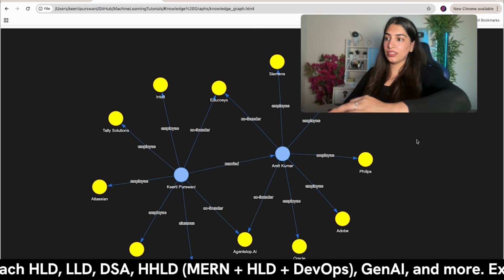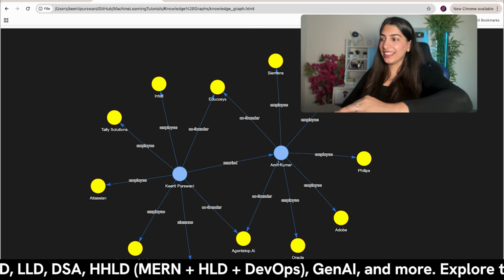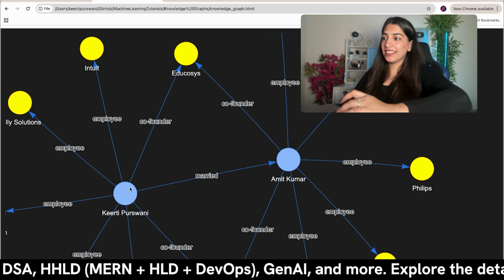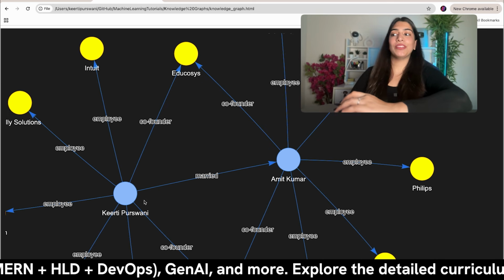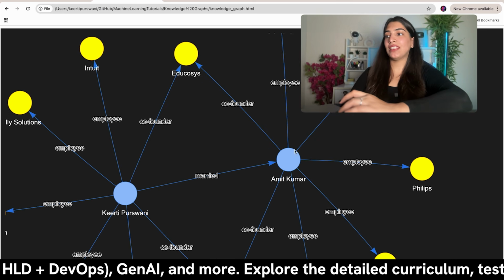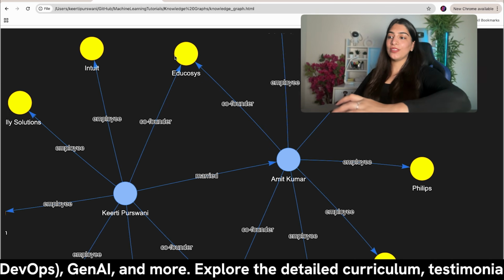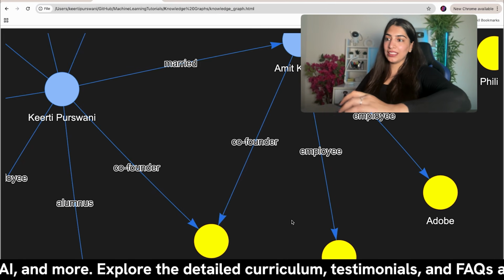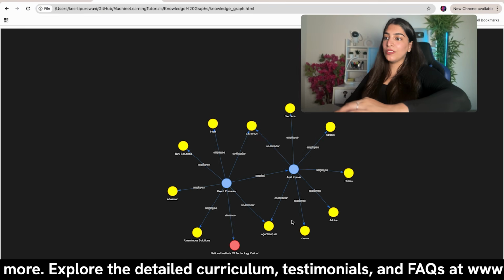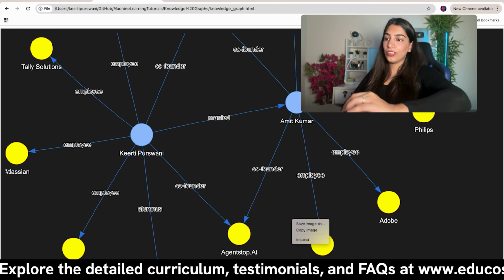So this is so beautiful. Let's look at it. You can see that Keerti Purswani and Amit Kumar are people, so they are of the same color. They both are married, and Keerti Purswani and Amit Kumar are co-founders of Educosys. They are co-founders of AgentStop.ai. So here you can see AgentStop.ai. Let's look more. You can see that these are all the organizations, right?